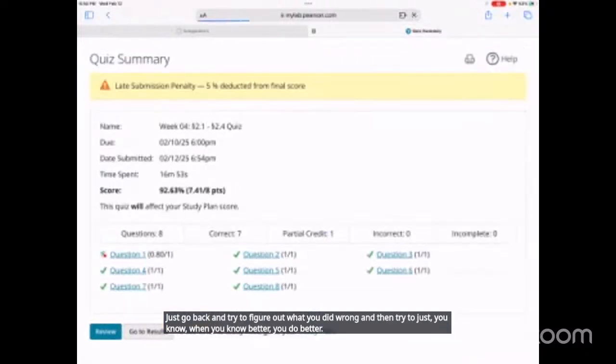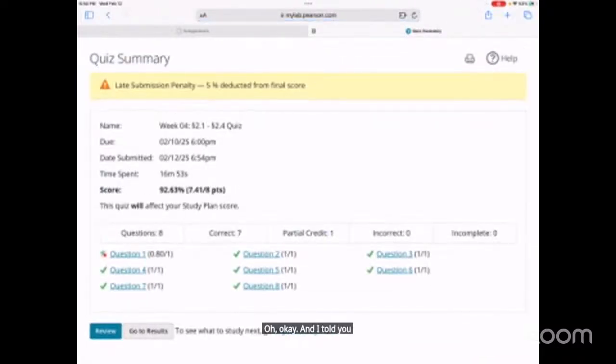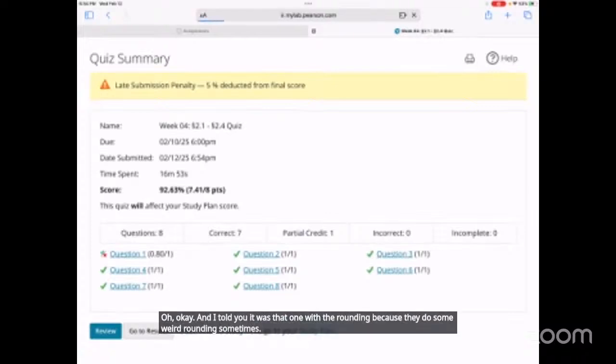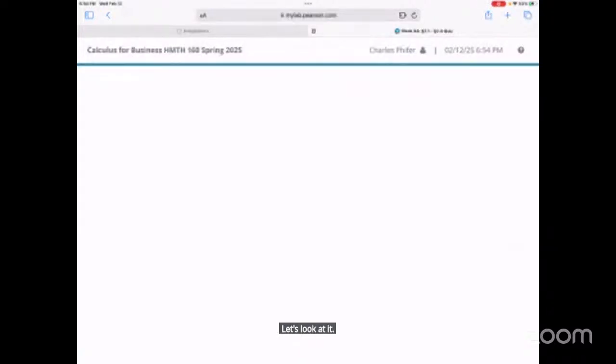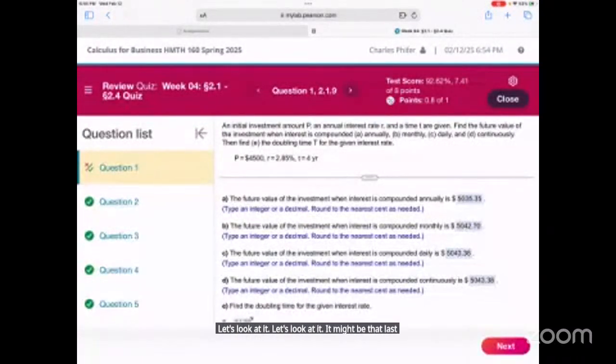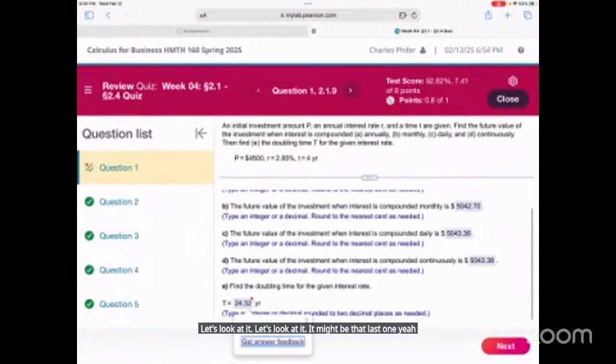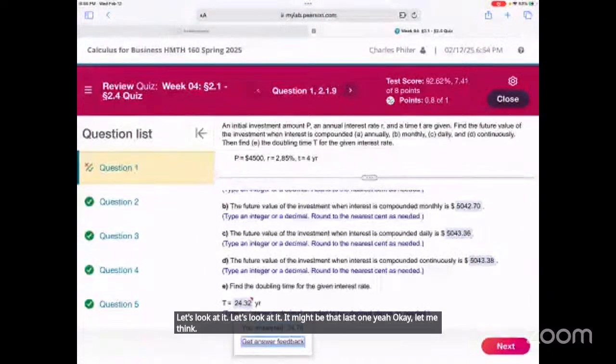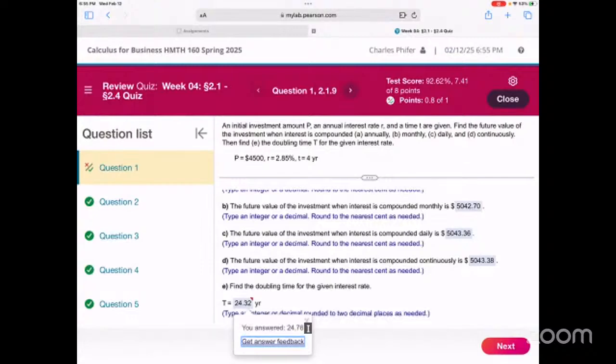Oh, okay. And I told you it was that one with the rounding, because they do some weird rounding sometimes. Let's look at it. It might be that last one. Okay, let me think. The doubling time. Let me think if I can get to the bottom of this one. I think it's usually something with the rounding there.